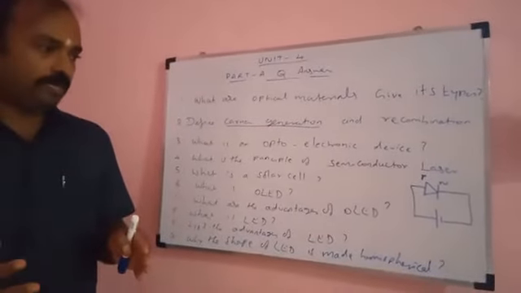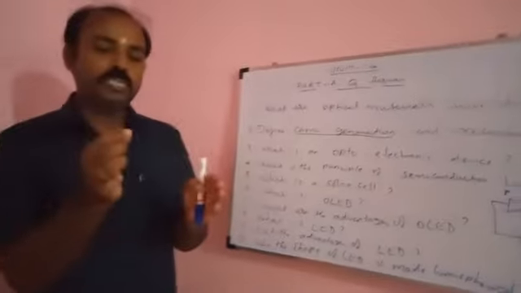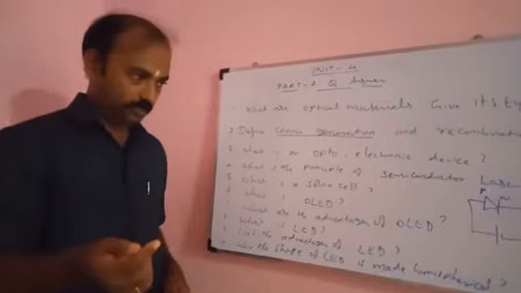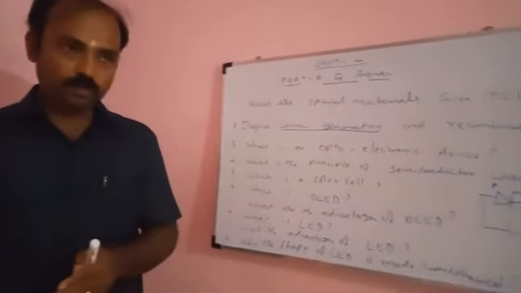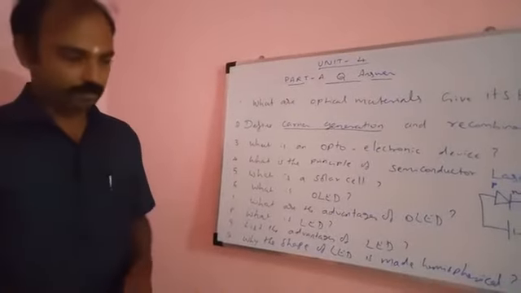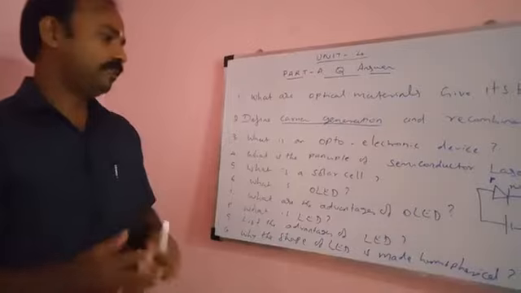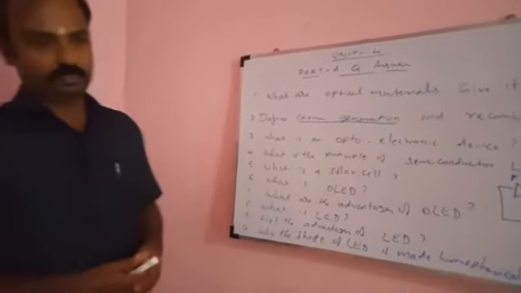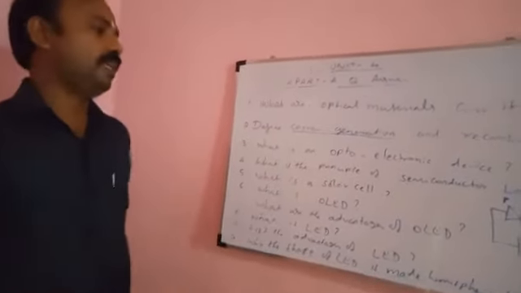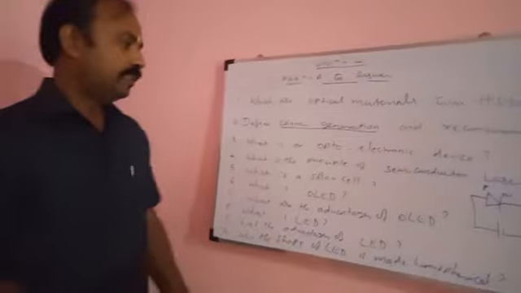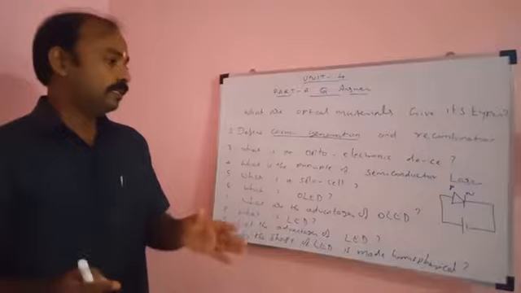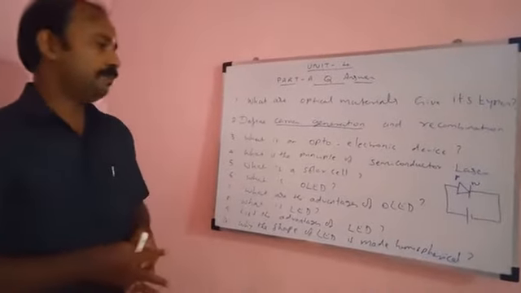As a result of recombination, initially one photon will be released. This emitted photon further undergoes stimulation, stimulating further emission of light. That results in a large amount of photons being released. That is the basic principle of semiconductor laser.